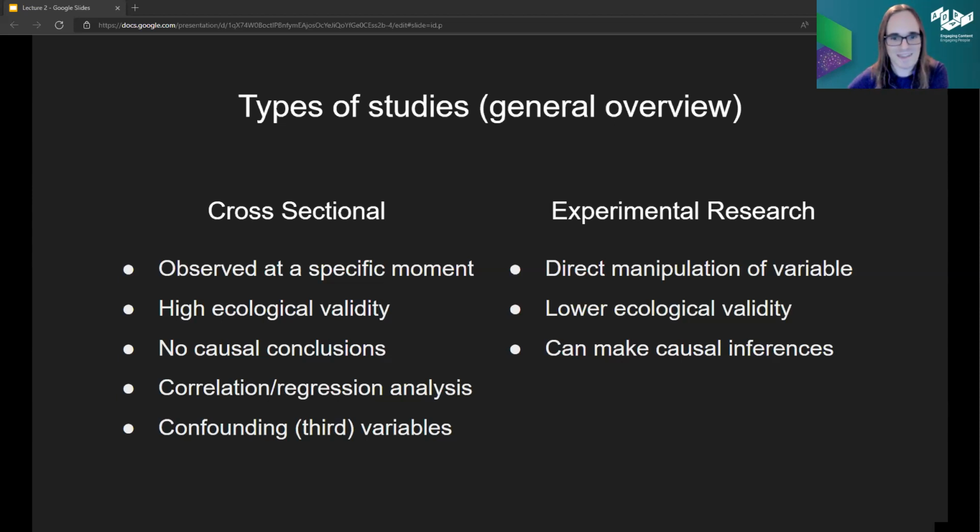Experimental research means we have direct control of a variable. Rather than observing the world exactly as it is, we build a contrived experiment just to make sure we have a different version of that scenario that we can control.